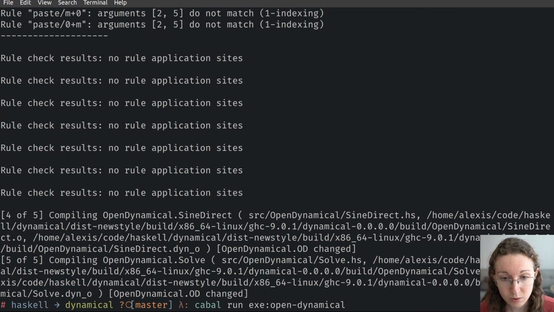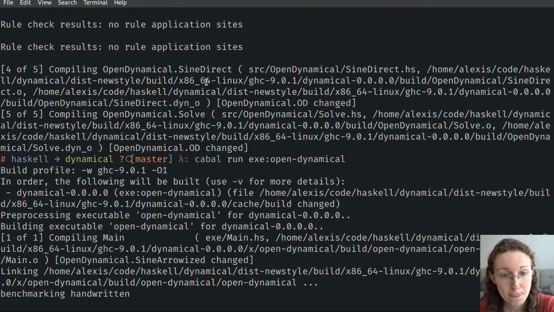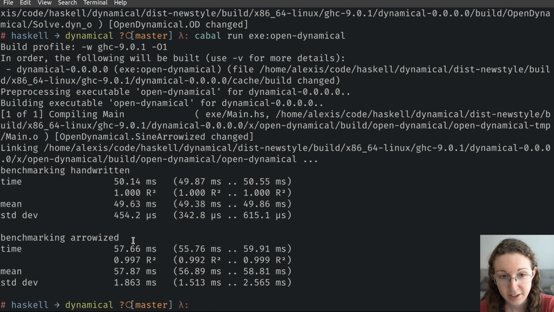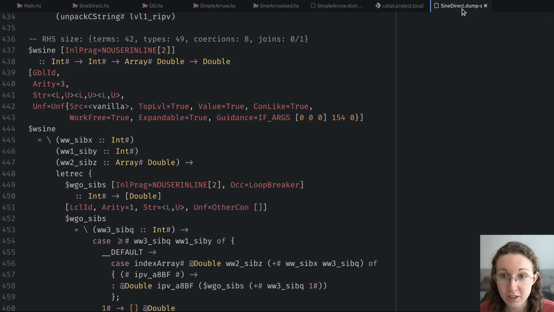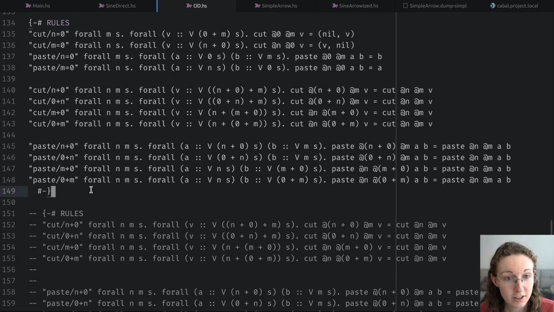So if we now run the benchmark again and take a look at the difference, see how we did. Indeed, this is still about 50 milliseconds. That's good. That hasn't changed. And now we have about 57 milliseconds. And that is amazing, right? Because we started with about 250 milliseconds, and now they're within a margin of error, basically. So that is a huge improvement on this program that we got just by adding, again, literally all that we changed was that we added these rewrite rules.